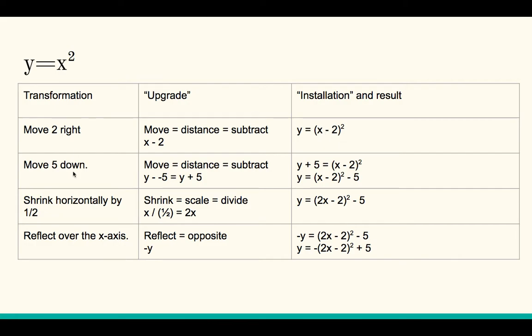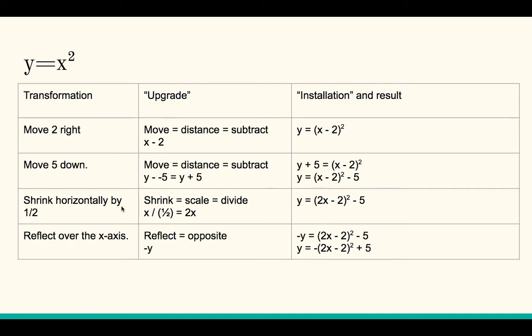Now it says take that and now go 5 down. Well, moving, still a distance, still a subtraction, but down is to subtract negative 5 from y. So y minus negative 5, which is the same as y plus 5. So I go to where we are. I remove y and I put in its upgrade. Then because it was y, I'm going to solve by subtracting 5 to the other side.